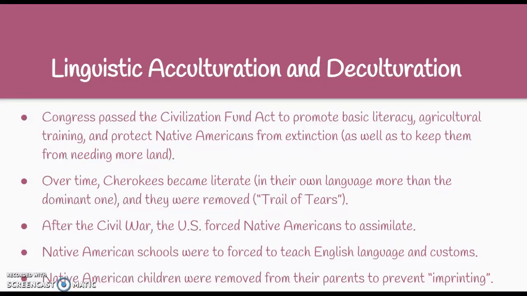To go even a step further, Native American children were removed from their parents to prevent imprinting. And what that means is that they wanted to deculturize them, so that all of the customs, the language, the children did not have time to learn all of those customs and were forced to assimilate and take on American customs and take on the English language.